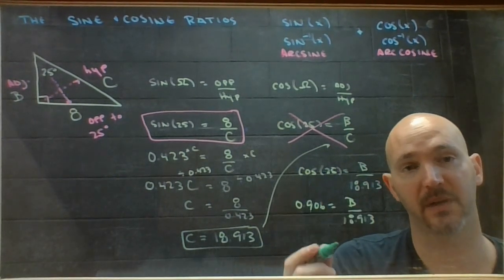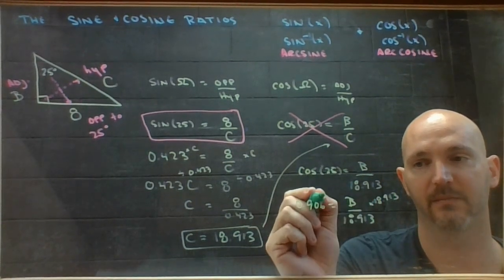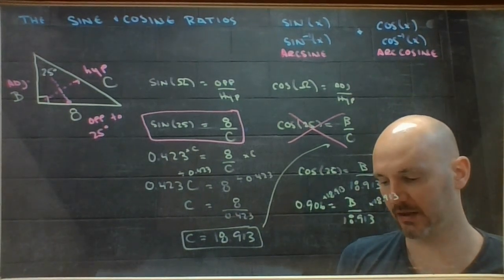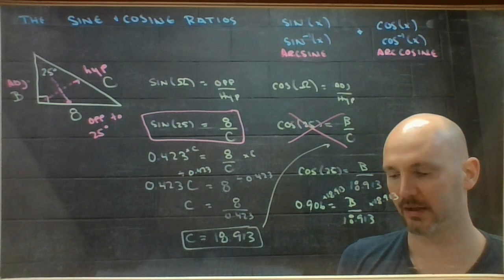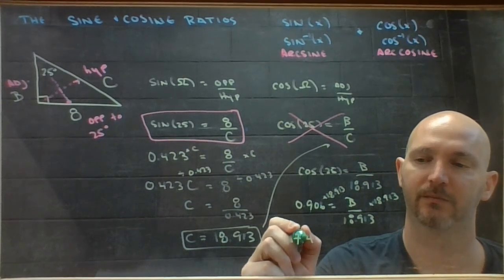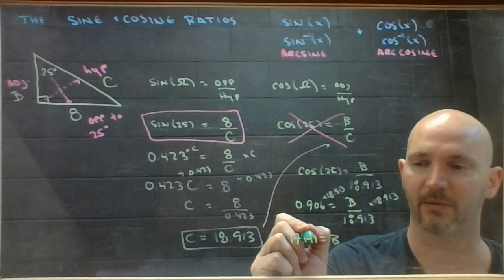And to get the B by itself, I'm going to have to multiply by 18.913, which gives me 17.141 if I round to 3.